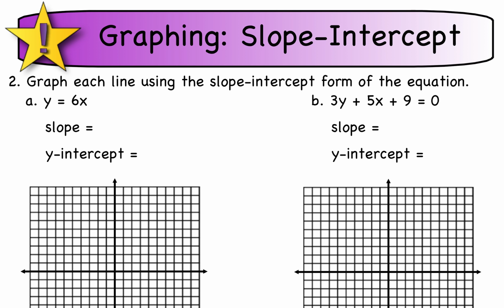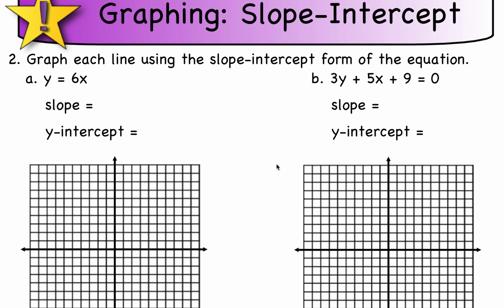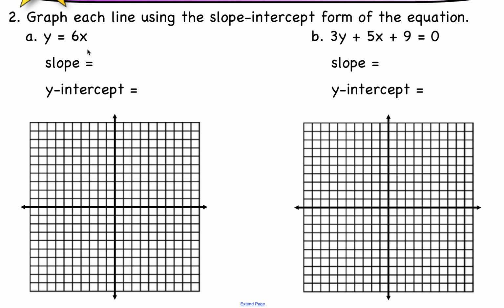Graphing in slope-intercept form. First of all, it says graph each line using the slope-intercept form of the equation. So we have in the first one y equals 6x. This is already in slope-intercept form. So in this equation, the y-intercept is actually 0. Okay, it's not there. So this tells us our slope is equal to 6.